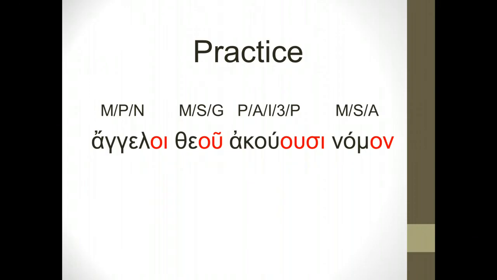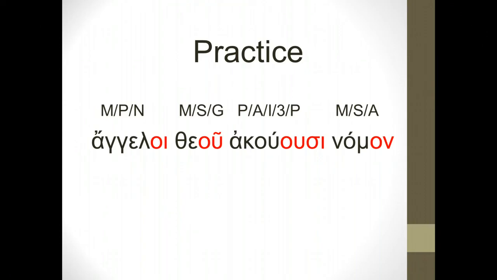Angeloi, the omicron iota ending on the end of that, helps me know that we're looking at a nominative plural. I know it's masculine, so it's masculine plural nominative. Theou comes from theos. The omicron upsilon ending tells me it's genitive, masculine singular genitive. There's my verb from akouo, present active indicative, third person plural. So angels of God, because of my genitive, they hear. Okay, angels of God, they hear, or just simply angels of God hear.